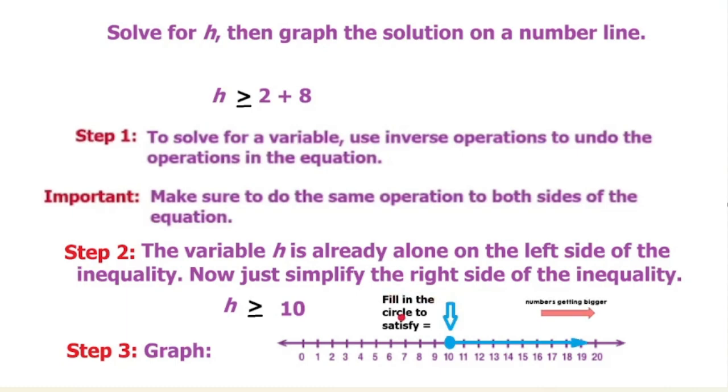And when a circle is filled in, that means it satisfies the equal component of this inequality. So that's the equal to. H is greater than or equal to 10. So the numbers are getting bigger, so that means greater than. So this line satisfies h is greater than or equal to 10.